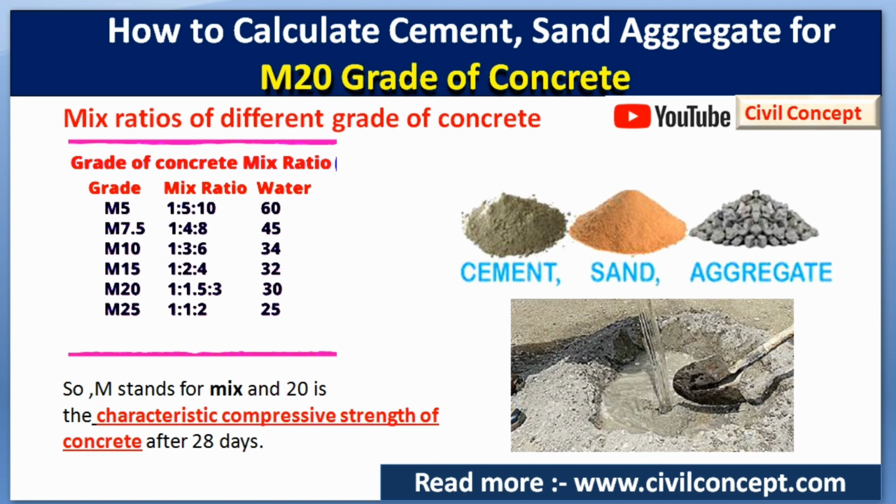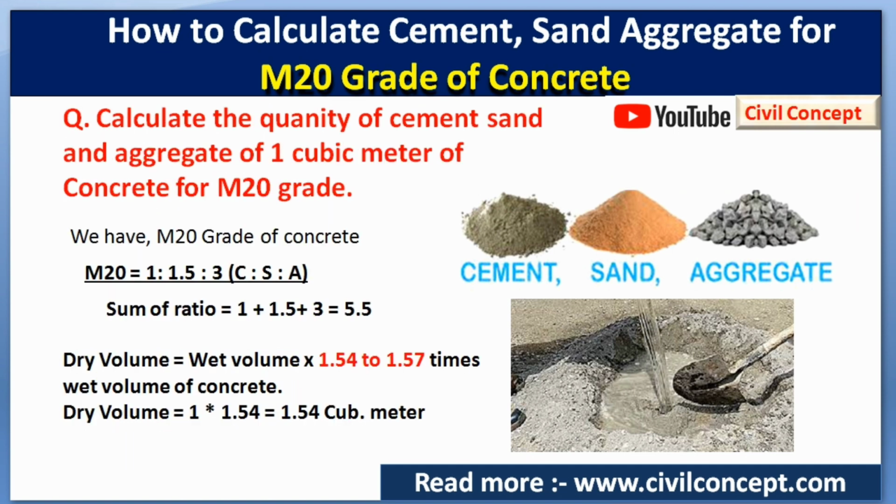Now let us move toward our calculation. Okay, so you can see here I have taken an example question. So calculate the quantity of cement, sand and aggregate of 1 cubic meter of the concrete for M20 grade of concrete. Okay, so here I have taken 1 cubic meter of the concrete for calculation, and in a similar way we can calculate for 20 cubic meter, 25 cubic meter as per your requirement. Okay, so here I am taking only 1 cubic meter.